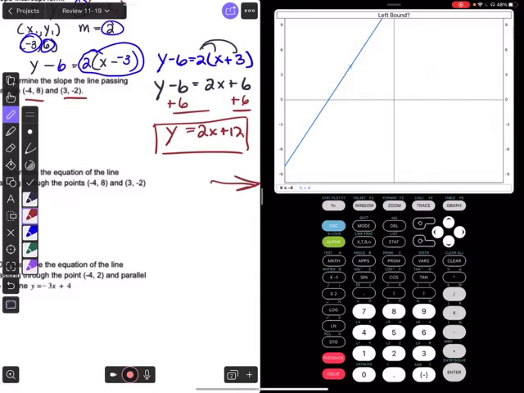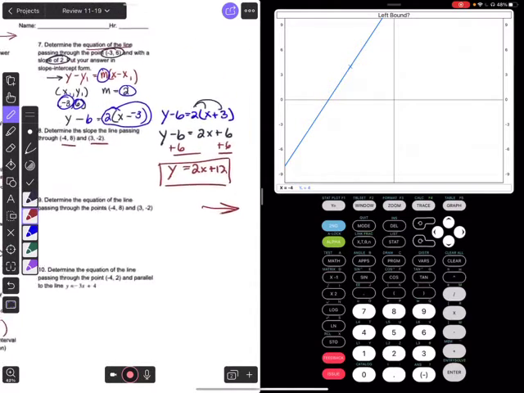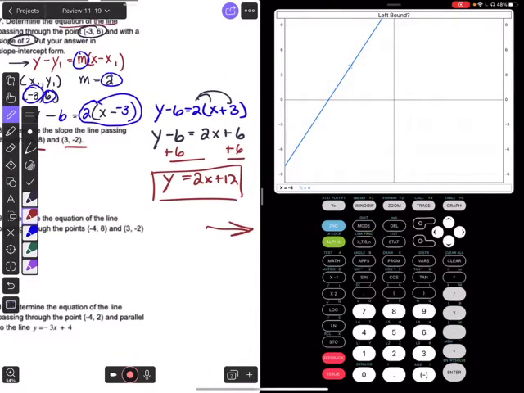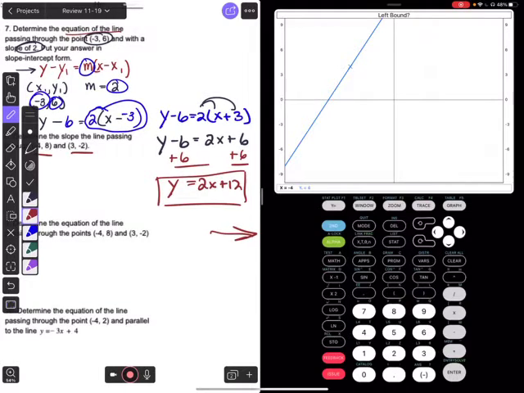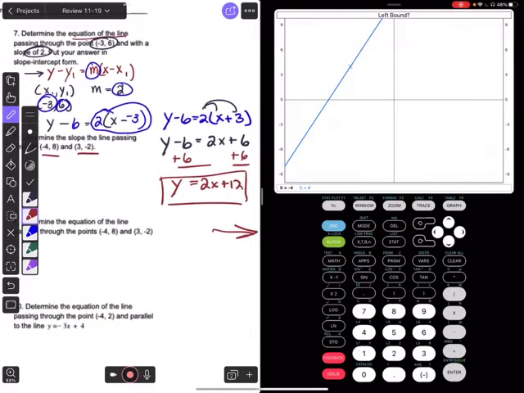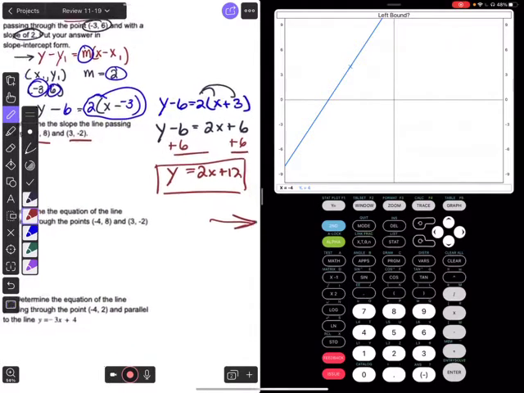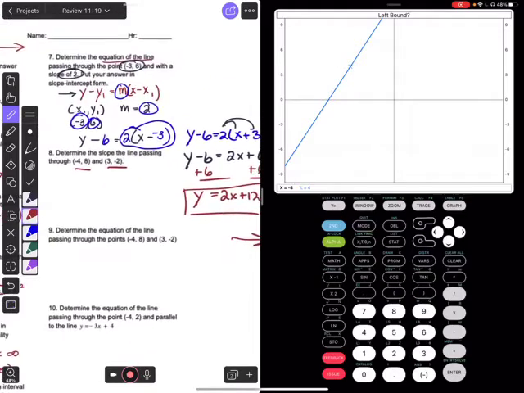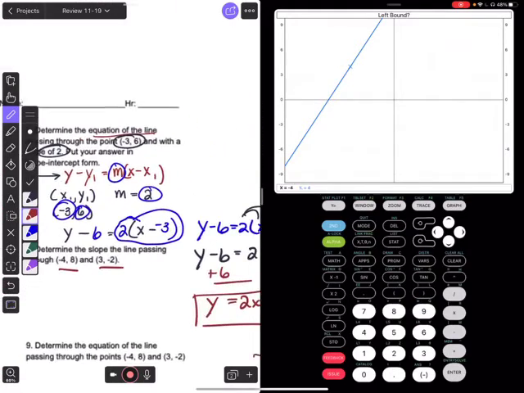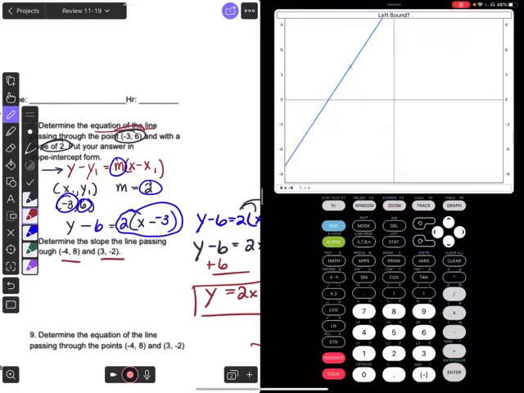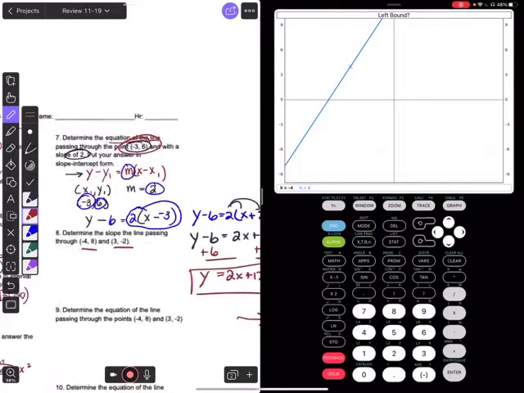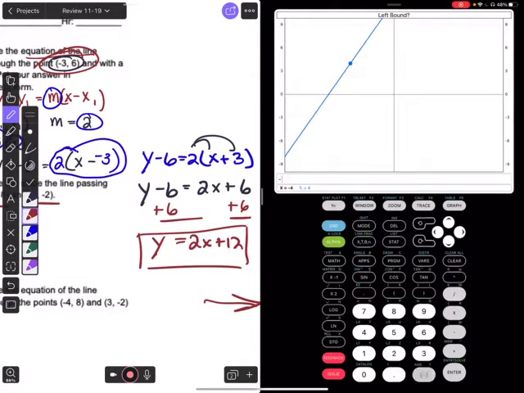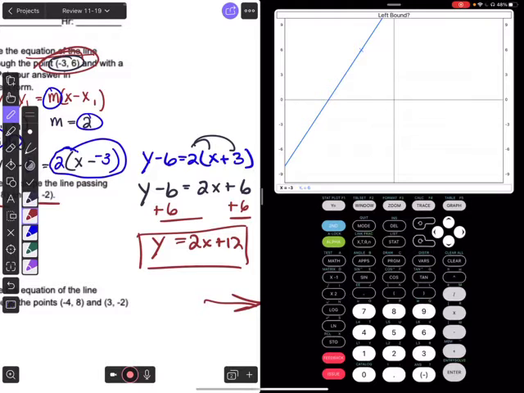Let's see if I can figure out where I made my mistake at. -3 and 6. See, my slope was 2. Oh, sorry, I just tested the wrong points. The point I should have tested, rather, is this -3, 6. So I'll type in -3, enter 6, and now you can see it does go through -3, 6, so I have the right equation.